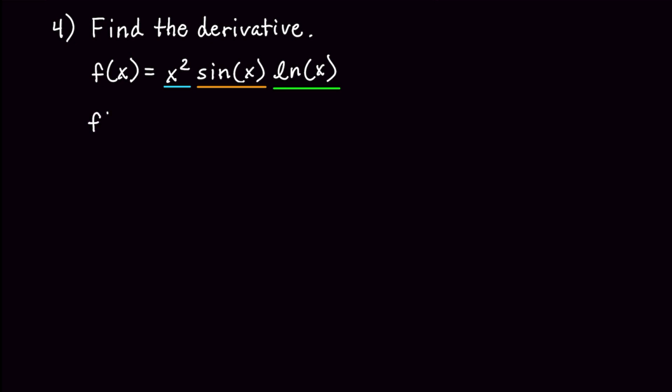So f prime of x is equal to the derivative of the first, which is 2x by the power rule. Now we keep the other two, so times sine of x times ln of x, plus, and now the prime is going to cycle through to the second function, so now we take the derivative of sine of x, and we keep the first and third function, so let's keep that x squared, and the derivative of sine of x is cosine of x, and that's multiplied by ln of x.